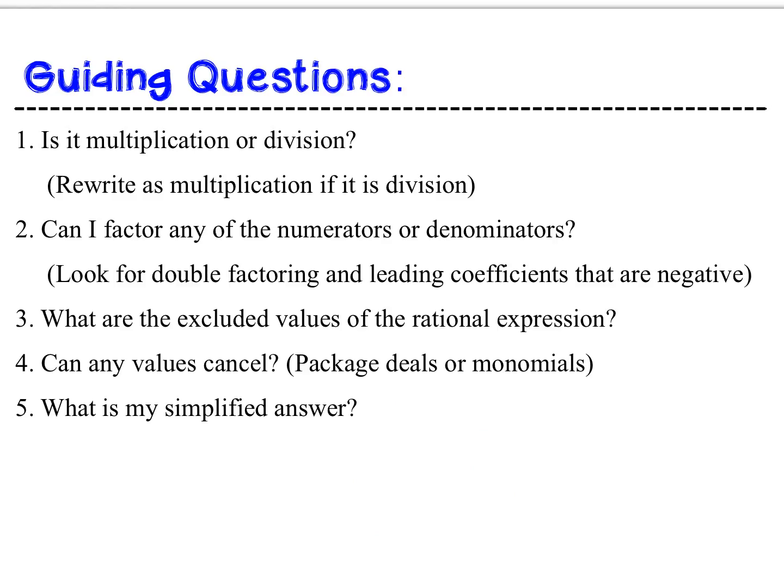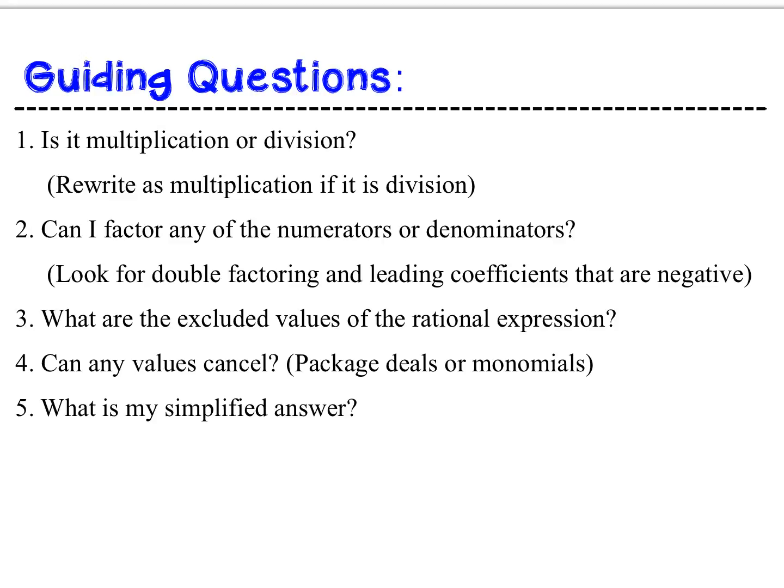All right, so these are my guiding questions as I think through multiplying and dividing rationals. So first of all, I need to pay attention. Is it multiplication or is it division? If it's multiplication, then I can just move on. If it's division, I need to remember to rewrite it as multiplication. Okay, my second question is, can I factor any of the numerators or denominators? So I need to pay attention to double factoring, so like factoring and then factoring again, seeing if it can be factored further. I also need to look for if the leading coefficient is negative. So I'll need to remember to take that negative out if it is.